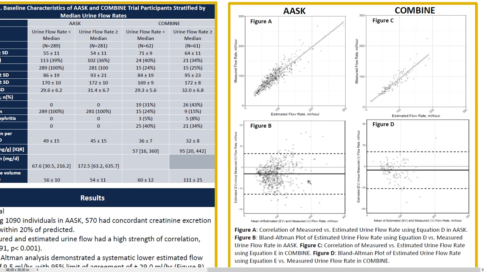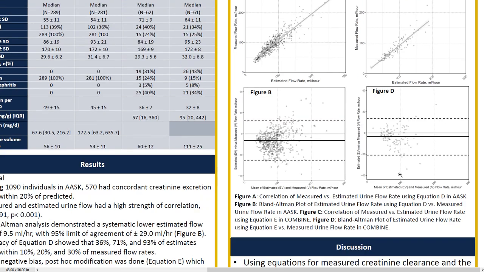Here in figure B, the systemic bias is 9.5, and here in figure D, which shows equation E in the combined clinical trial, has our negative bias of 5.3.